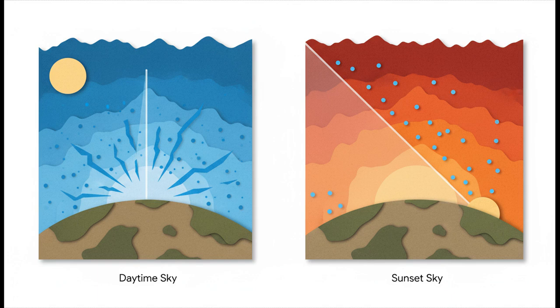During the day, that powerful scattering sends blue light careening all over the atmosphere, so no matter where you look, you see blue light coming at you. But at sunset, the sun's light has to travel through way more atmosphere to reach your eyes. By the time it gets to you, almost all the blue light has been scattered away, leaving just those longer, less scattered reds and oranges to create that amazing spectacle.